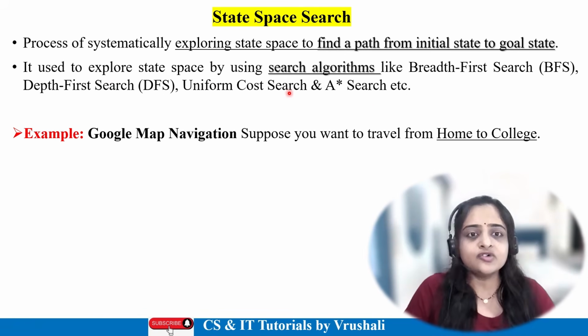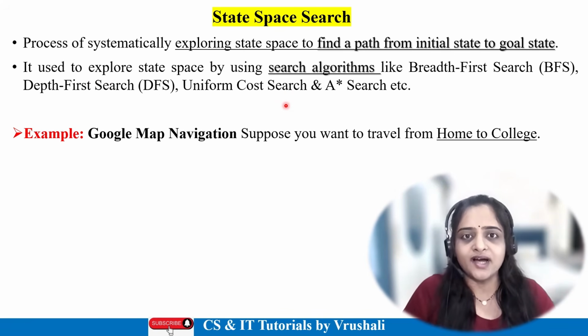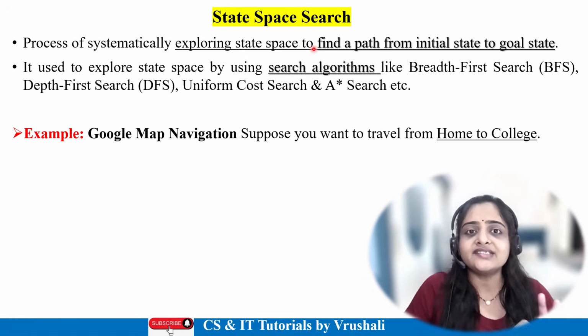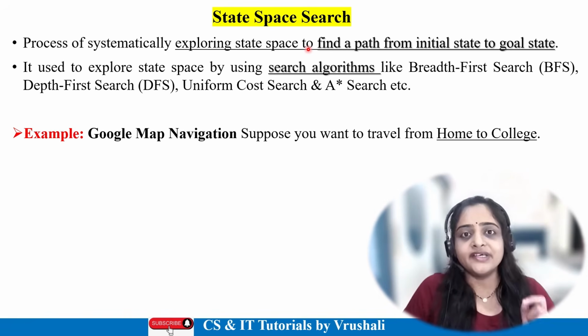So Google Maps uses a searching algorithm to find the best path from source to destination. This thing is called state space search. Basically, they are using searching algorithms. Got it? Now let's understand with an example.